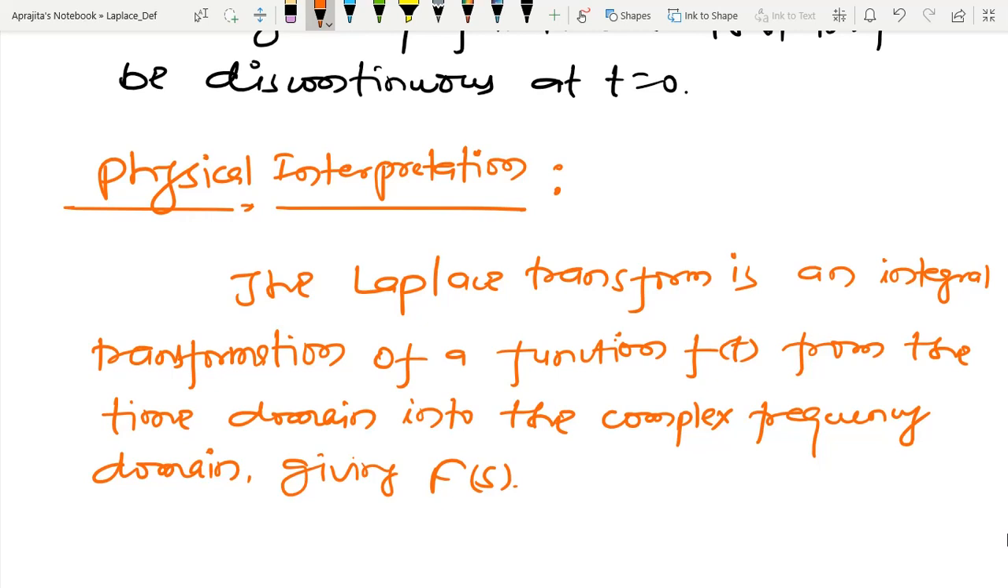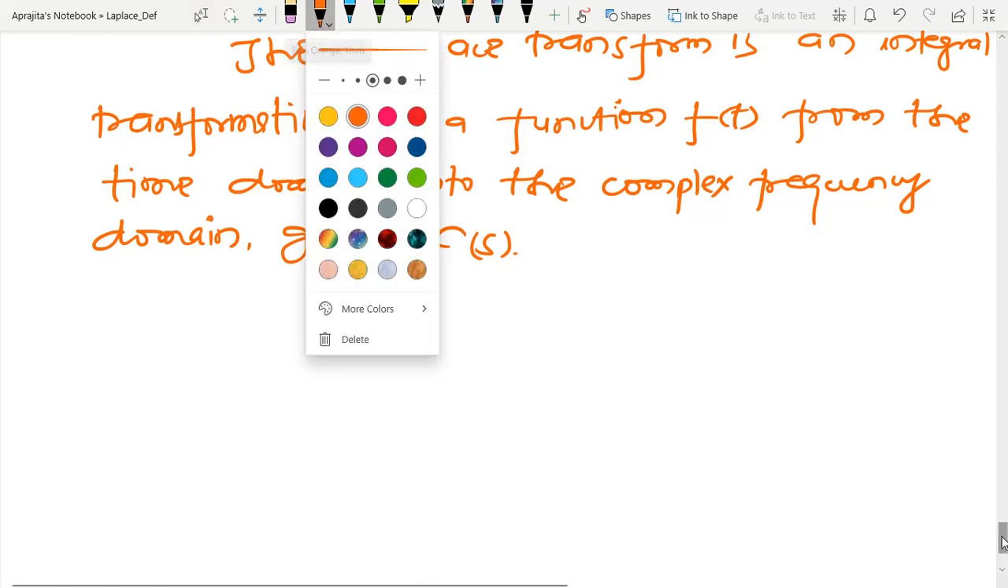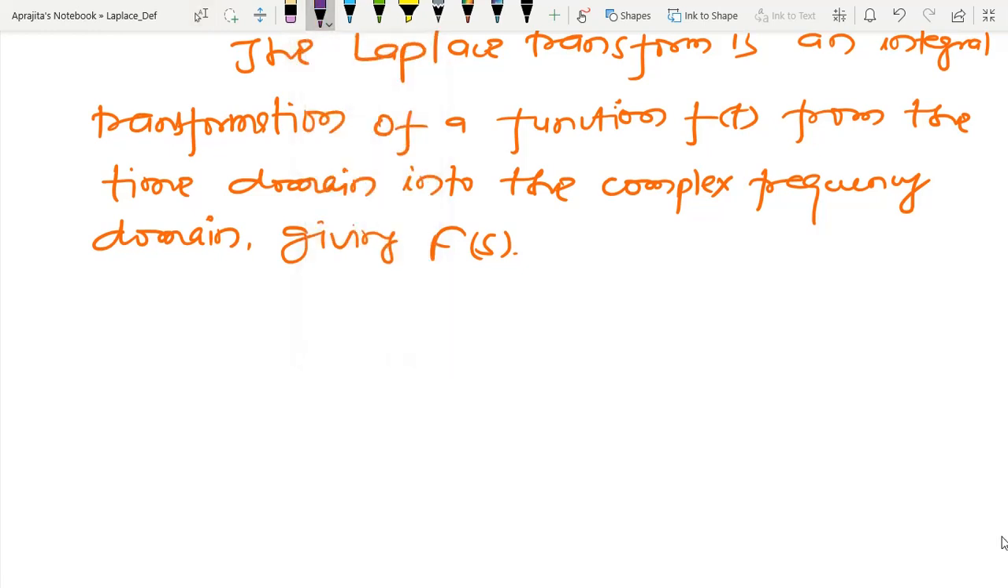So before closing today's lecture, I am going to talk about the Laplace transform of some functions. As an example, let us talk about some examples, and after that I will close today's class.